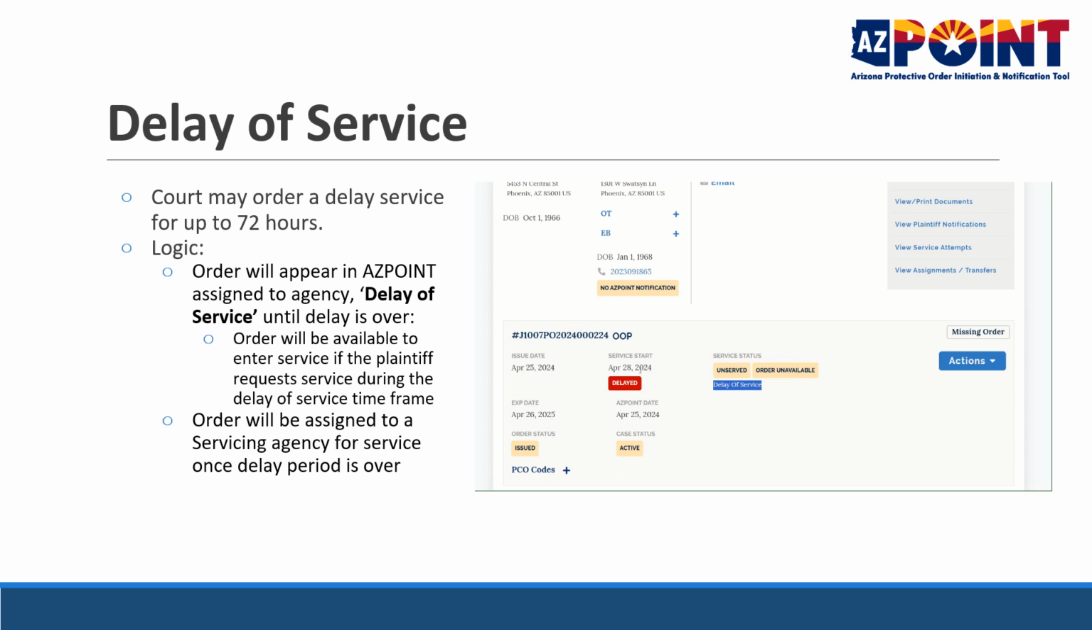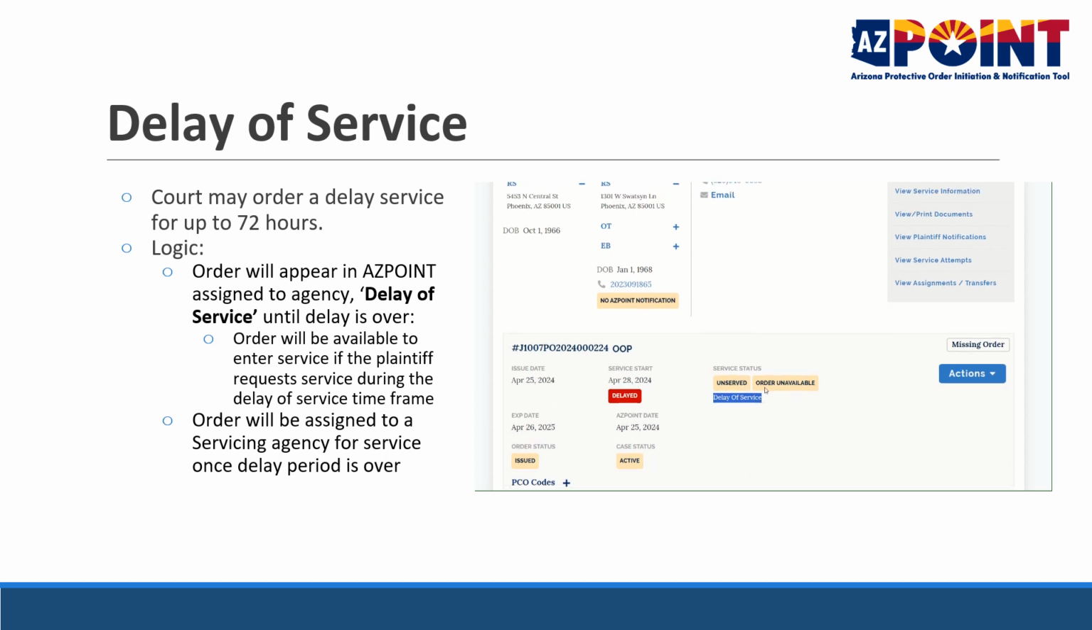Once April 28th hits and this delayed window is up, so we've reached the 72-hour delay, this delayed badge will be removed and hidden, and this will go out for service to the agency that it should go to, the law enforcement or the constable that needs to serve this.